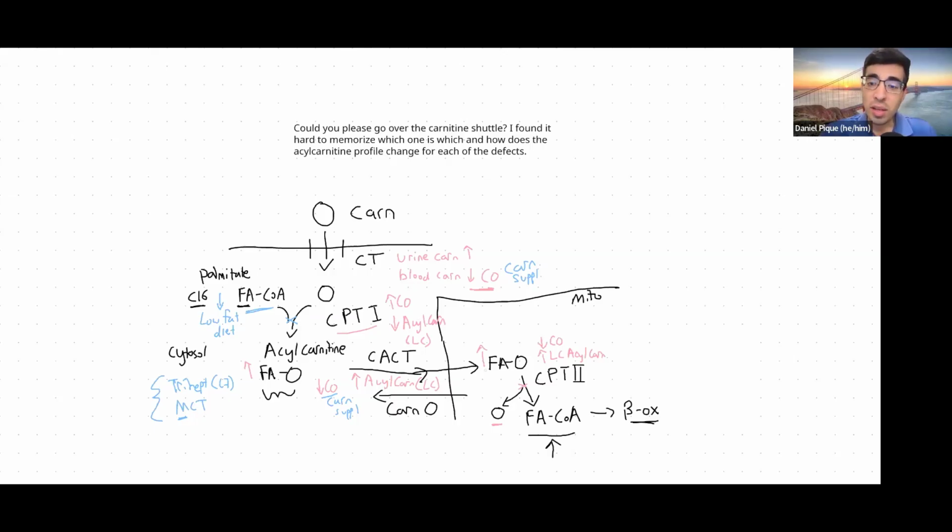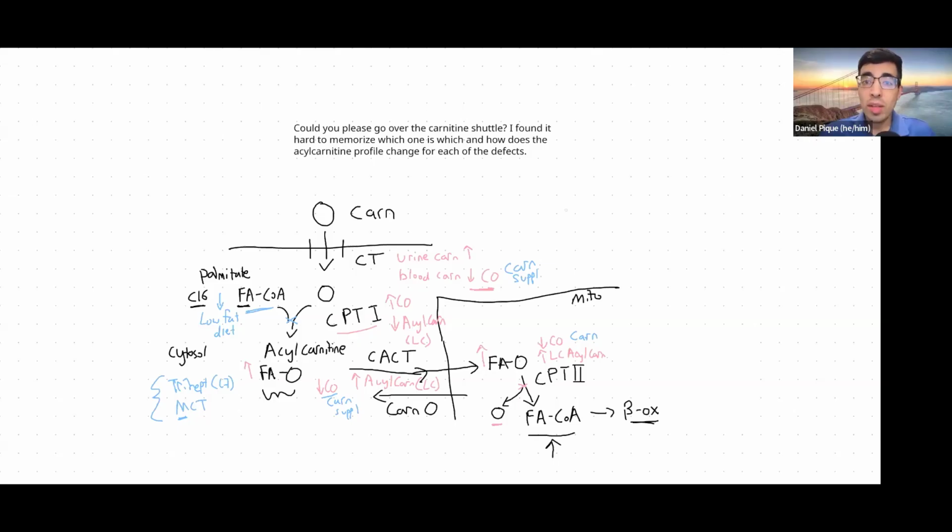And the same treatments apply for CPT2. So we want to give carnitine because it's low, and we want to restrict the thing that is building up. So low-fat diet. Patients can also get medium chain triglycerides or triheptanoin. That's the mainstay of treatment for CPT2.